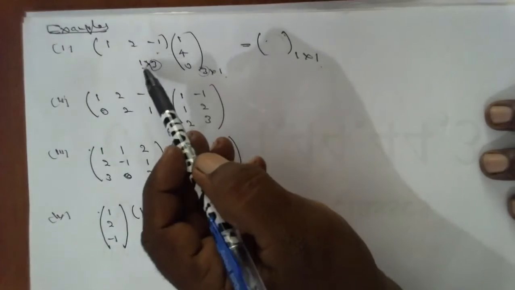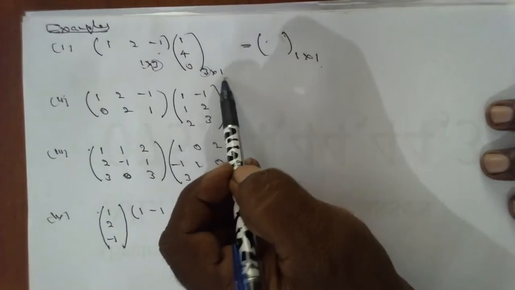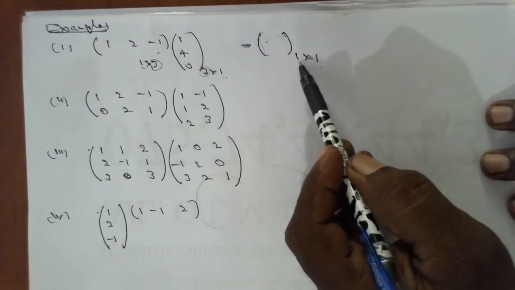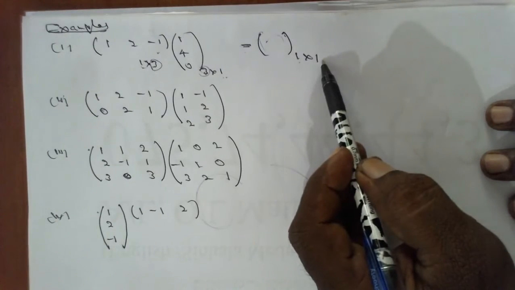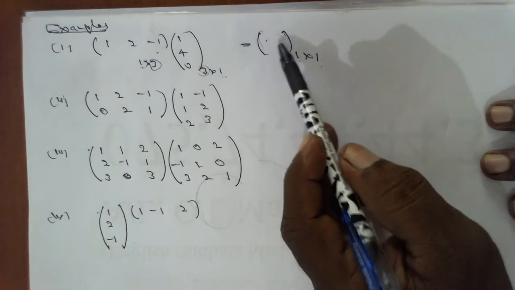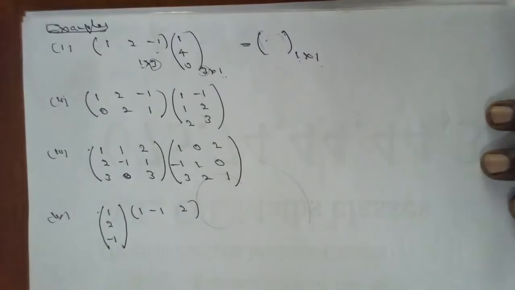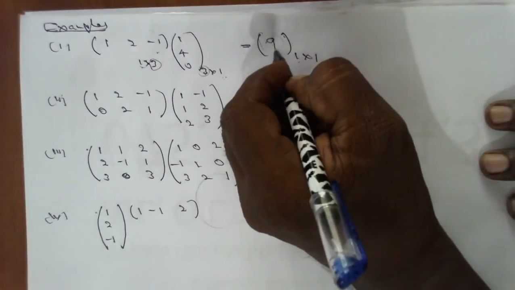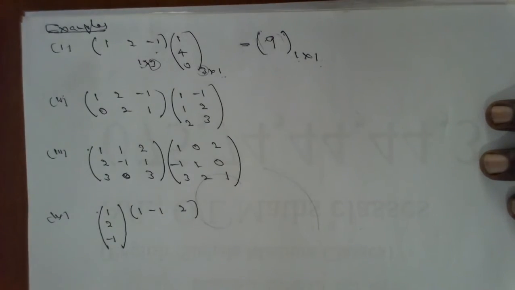So this one is a 1 by 3 matrix, this one is a 3 by 1 matrix, therefore the order of the resultant matrix should be 1 by 1. That means you should get only a single element here. What is that single element? 1 plus 8, 9. Yes, 9. Good, very good. Likewise, can you try the other three also?